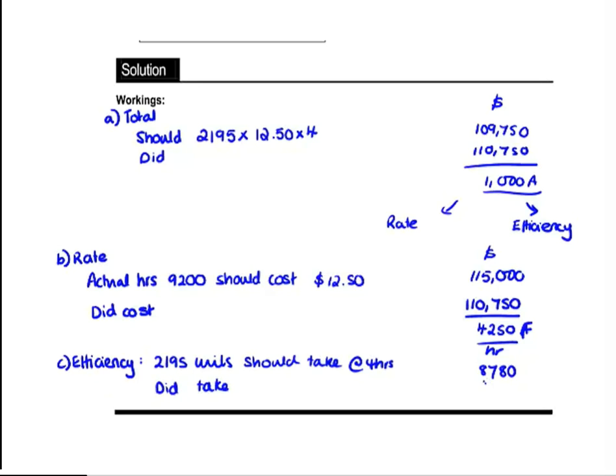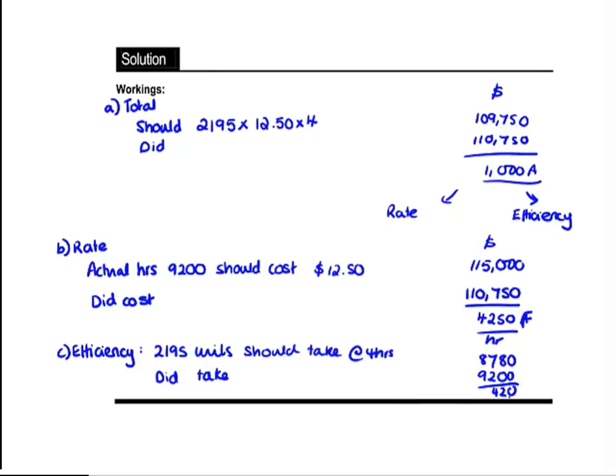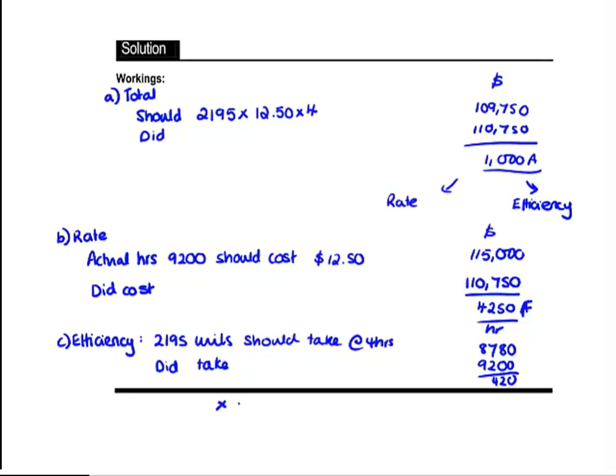It did take longer than that. It took 9,200 hours. So it's going to have taken 420 hours more than anticipated. And we need to value that at the standard cost of $12.50. So we've got standard cost multiplied by the number of hours, and that's going to give us 5,250. And that's an adverse variance because it's taken longer than we were expecting. And the sum of those two variances is 1,000 adverse, which is the total variance.